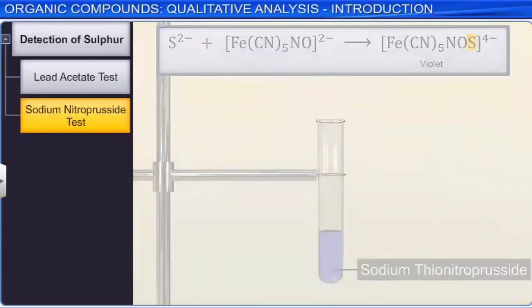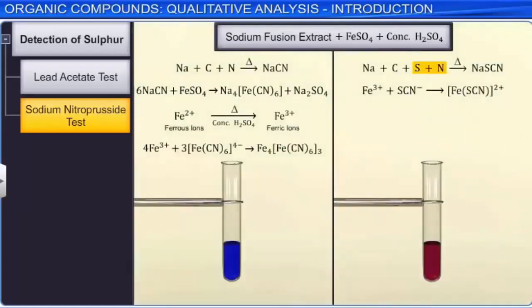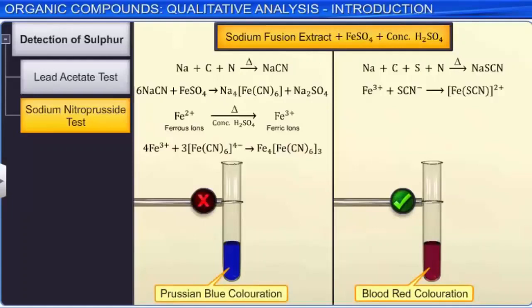If nitrogen and sulfur both are present in the organic compound, then on heating the sodium fusion extract with acidified ferrous sulfate solution, a blood red coloration is obtained instead of Prussian blue. The blood red coloration is due to the formation of sodium thiocyanate, thus indicating the presence of both nitrogen and sulfur.